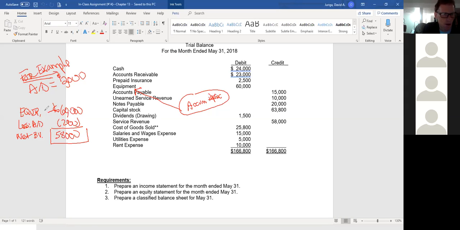You just take the equipment and then subtract out, if you had it, $2,000. Again, I'm making this number up. That's not actually in this problem. This problem didn't even include depreciation expense, which normally you would have.